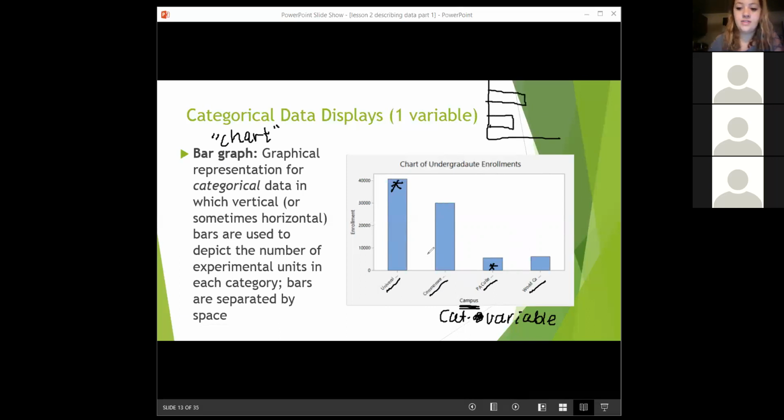And remember that there's space in between these, because you don't really have a common connection between two categorical variables or two groups. There's not like a common tie between University Park and Commonwealth campuses, theoretically speaking. So you would never really put them touching each other, because that doesn't really make sense. So bar graph, categorical data, and then they're separated. So keep that in mind. So yeah, that's another way we can display categorical data with one variable.